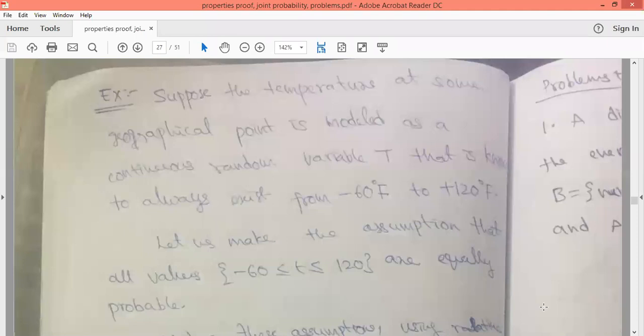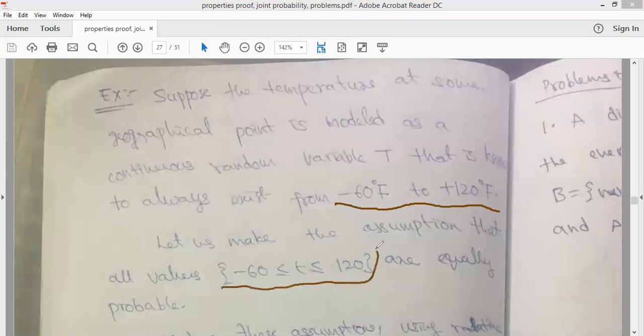Now we have taken that the temperature at a particular range is varying from minus 60 Fahrenheit to 120 Fahrenheit. Okay. Now what is the range here? Minus 60 to 120. What type of sample space is it? It is a continuous sample space. It is not a discrete sample space. And here it is assumed that all these values are equally probable.